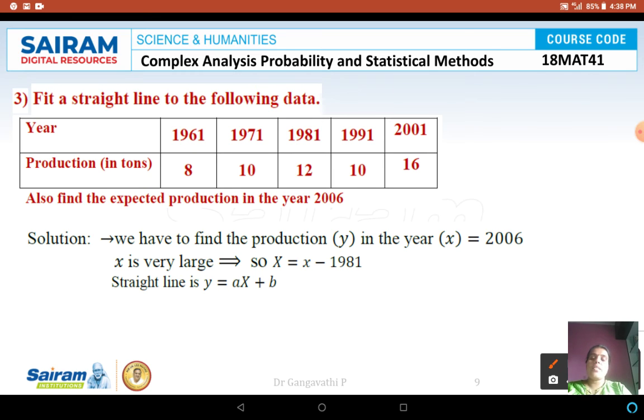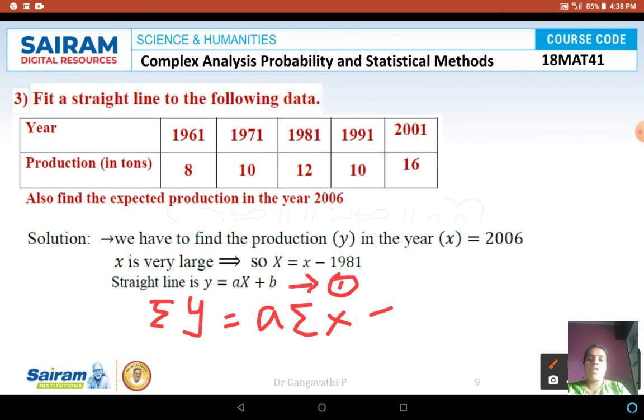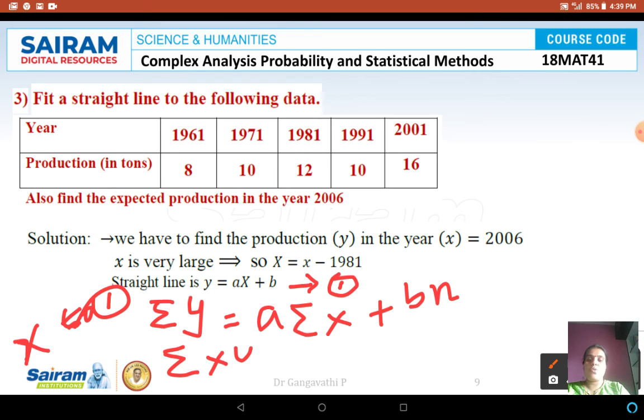So this is the equation of a straight line. Call this equation 1. Take the summation: summation y is equal to a summation X plus b into n. We all know how to write the normal equations, so it is very easy for us. Now multiply capital X to equation 1 and then take the summation. So it is summation XY is equal to a summation X square plus b summation X.